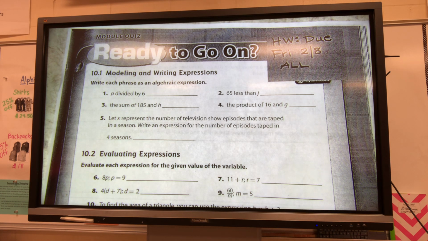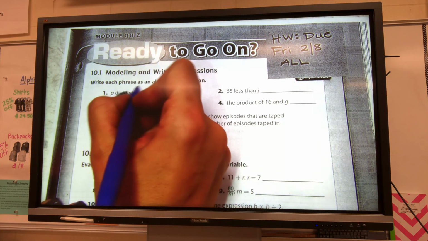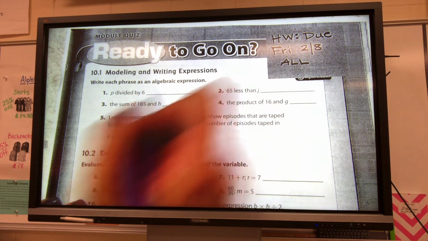Okay, I want to go over your homework from the other night. This is a test review for the Module 10 test. So it's very important that you pay attention and that you write the correct answers down if you did get the wrong answer. The first thing it says: write each phrase as an algebraic expression.